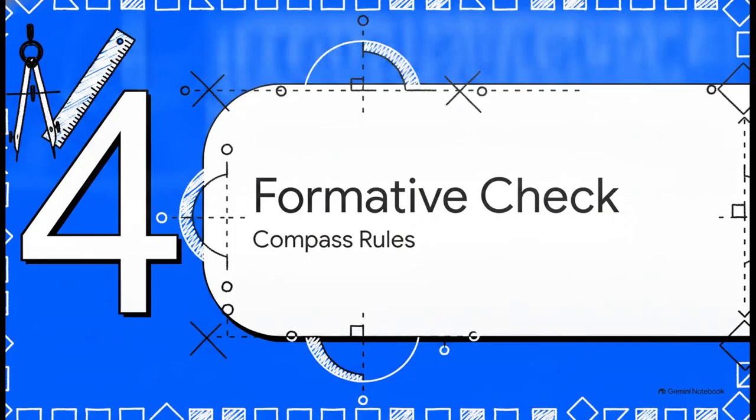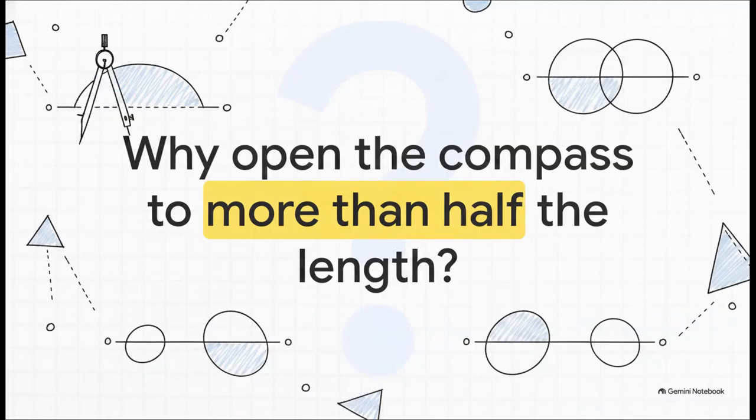Let's pause for a quick check to see if we've really got a handle on this. Think back to step 1 of our process demonstration. I made a really specific point of saying you must open the compass to a width that is more than half the length of your segment. So why do you think that's absolutely required? Like, what would actually happen if you didn't do that? Take a quick second to visualize it.